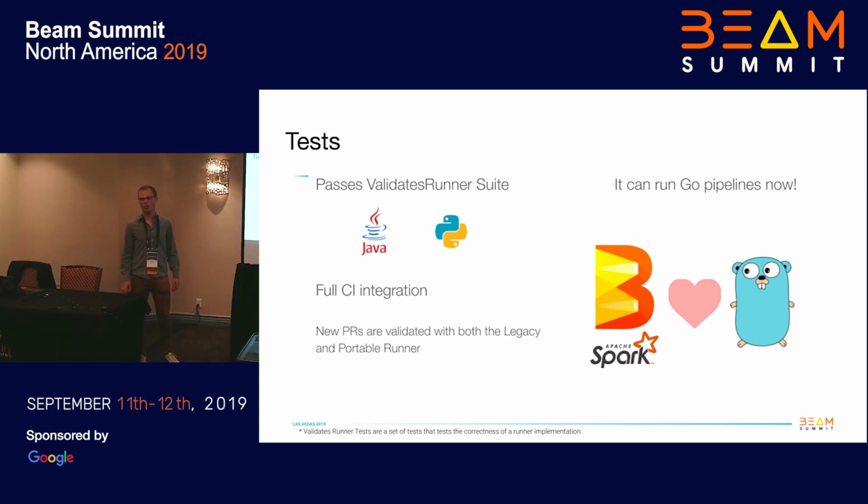And the really cool thing about all this is, so far I've only been talking about Python, but we can also run Go pipelines now on Spark, and we basically got that for free because Go is using all of the same runner API that the Python SDK was, and because it keeps that contract, really no additional work needed to be done to add the Spark runner to Go. So that's really cool, and that's where portability becomes really, really useful.